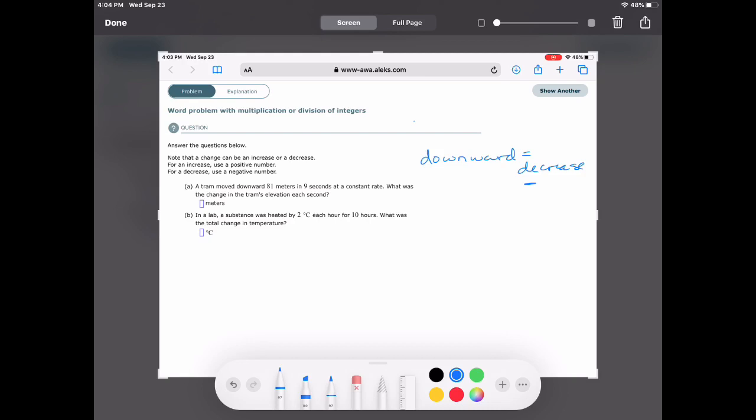So let's just start with what we do know. We know 81 meters in 9 seconds. So we can say 81 meters per 9 seconds. And one way that we can write per is by putting it in a fraction. So I could write out in one line, 81 meters per 9 seconds, or I can write it like a fraction, 81 meters over 9 seconds. So meters per second is my unit.